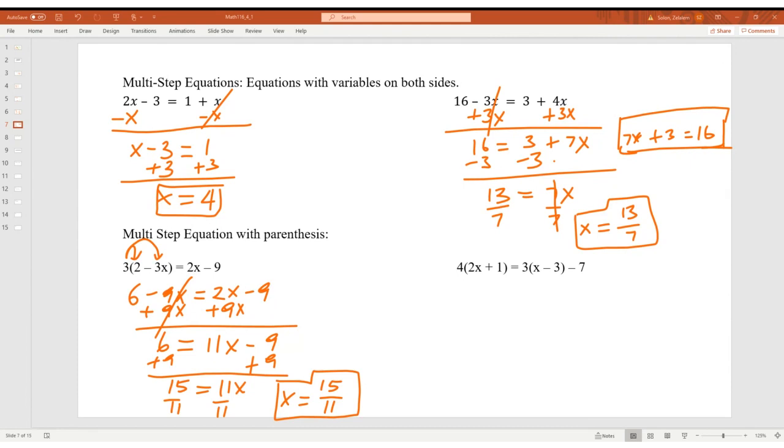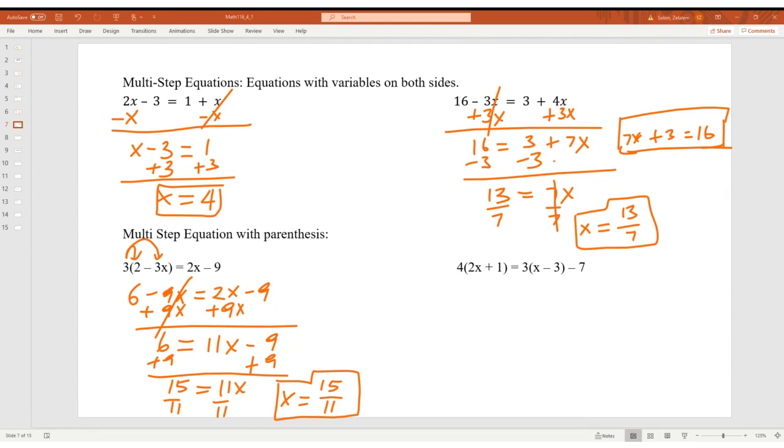So I can do that on my own. So 2 times -4 is -8 plus 1 would be -7. So 4 times -7 is -28 on the left hand side. On the right hand side, I have 3 times x minus 3. So x is -4. So -4 minus 3 is -7. 3 times -7 is -21. Minus 7 would be -28. So that seems the correct answer. Okay.